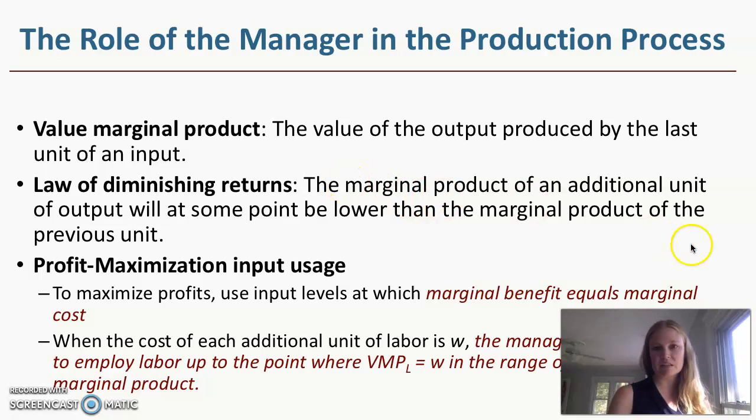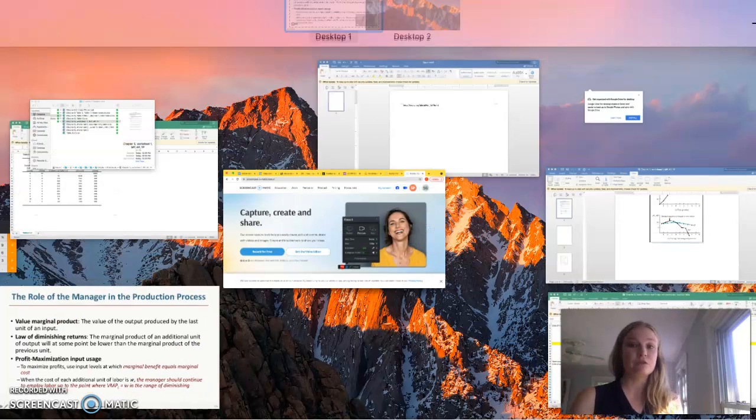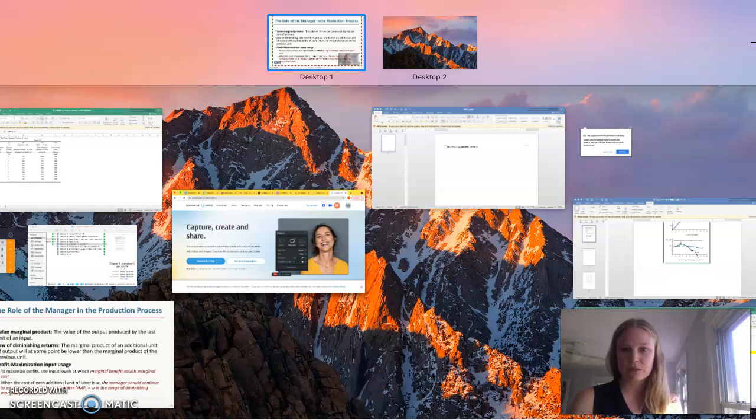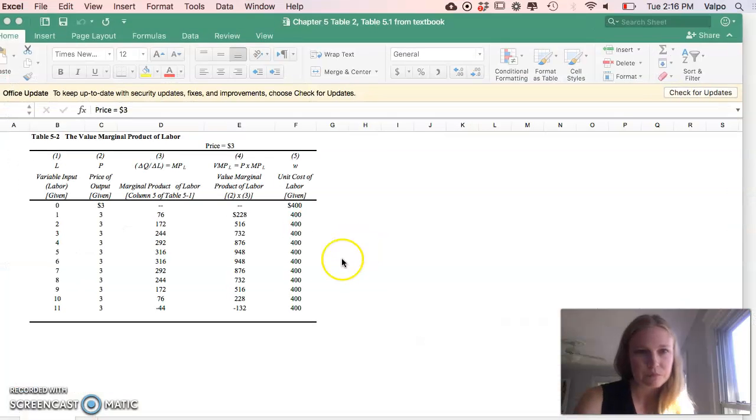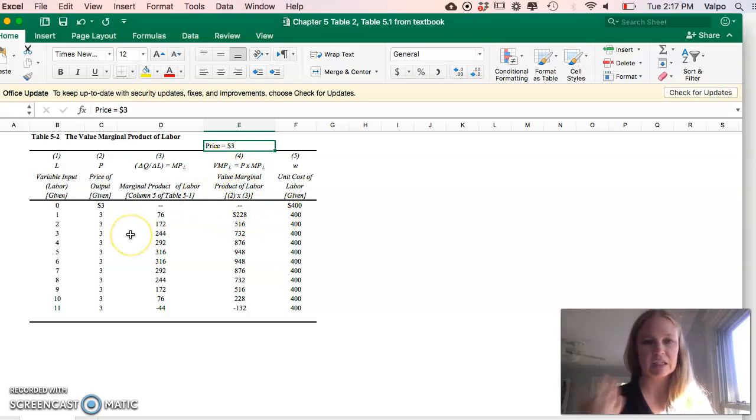The marginal product of an additional unit of input will at some point be lower than the marginal product of the previous unit. Yeah, we know that by now. To maximize profits, use input levels at which marginal benefit equals marginal cost, and then they kind of talk about this rule. It's super confusing the way they talk about this. So what I'm going to do is show you the chart from the book and talk you through it, and then we'll go through an example.